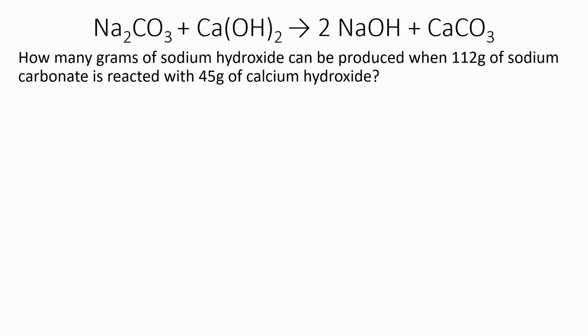So without further ado, how many grams of sodium hydroxide can be produced when 112 grams of sodium carbonate is reacted with 45 grams of calcium hydroxide? Right off the bat, the thing that you'll notice is different here is it's giving us data on 2 different reactants, but we can't have 2 different answers. So how are we going to go about that?